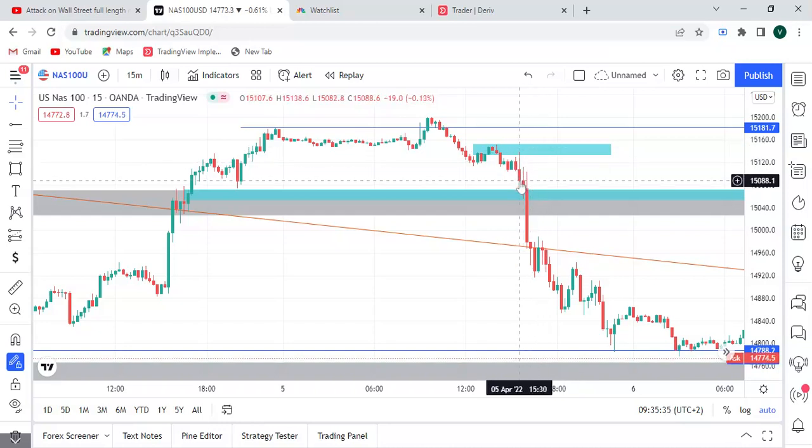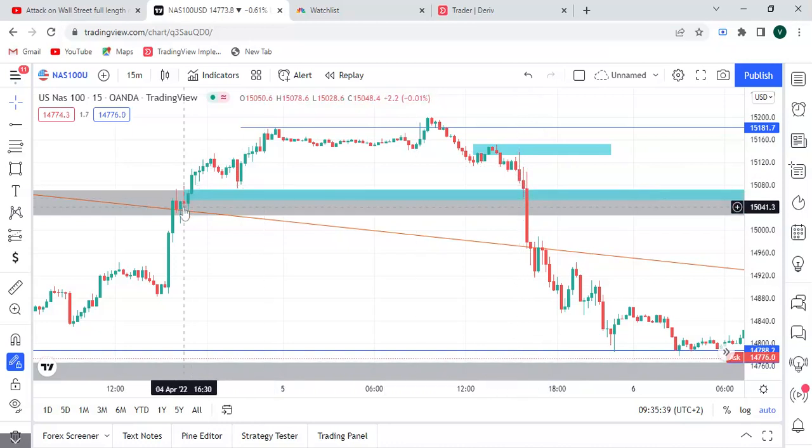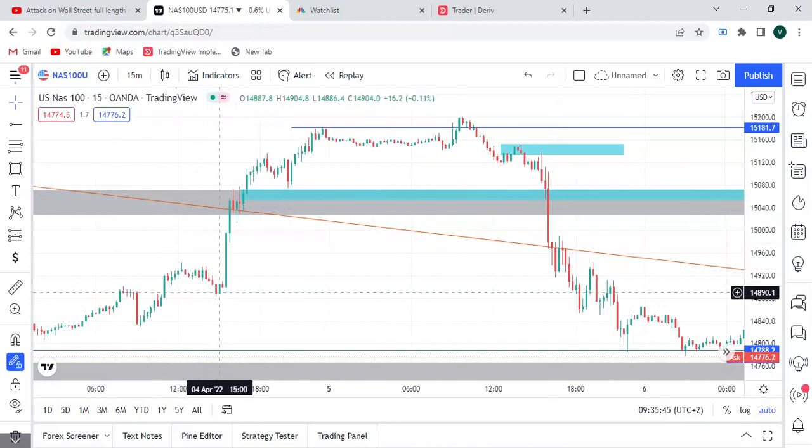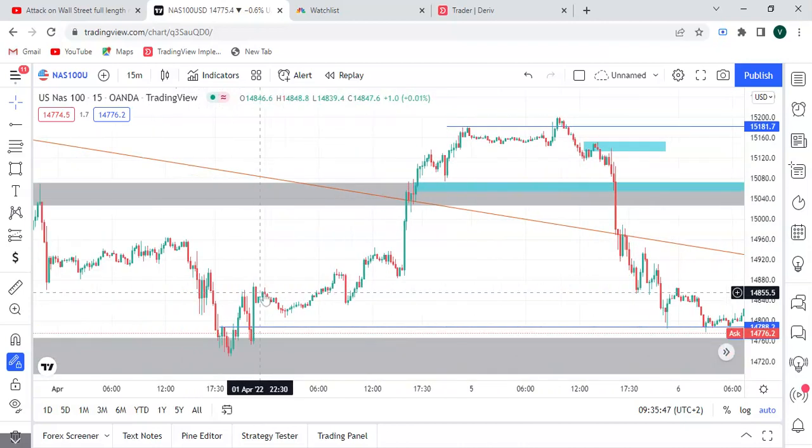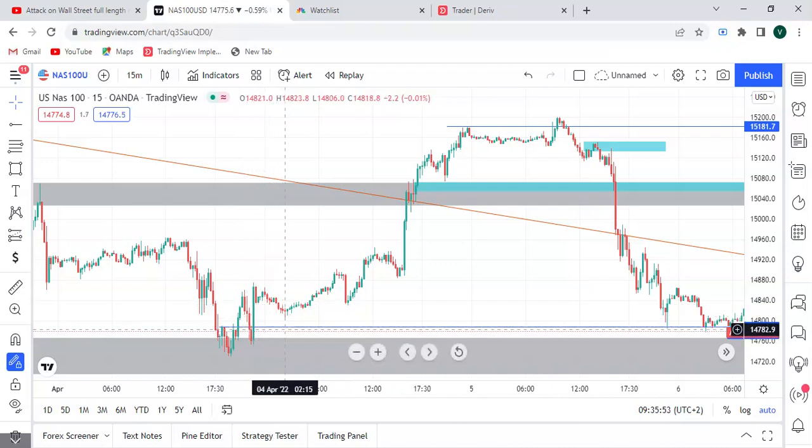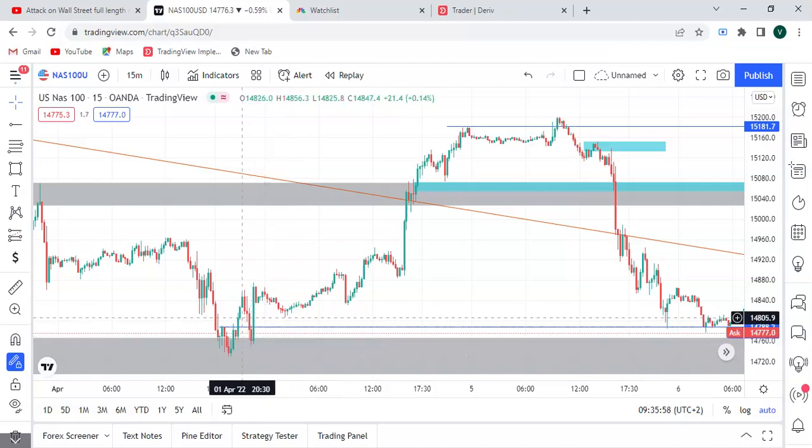After this mitigation, we took sales around about here, knowing that now we are going to take all these people out. We're going to fetch these people out as well. Those who were buying here were going to be taken out. And then my targets were here on this previous order block. But still, at the back of my mind, I know that we're still going to take these people out.